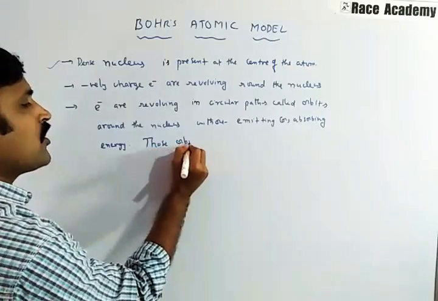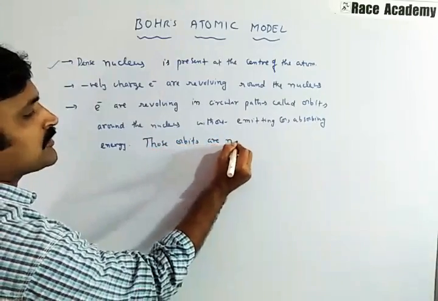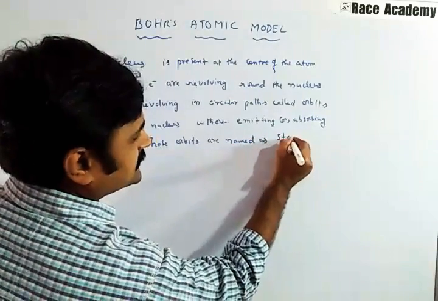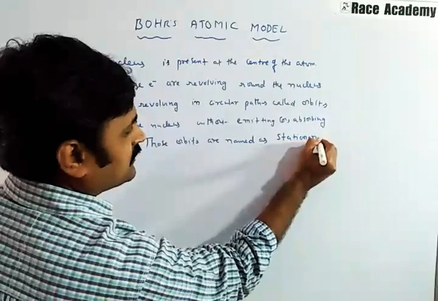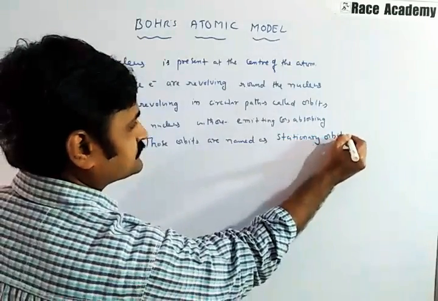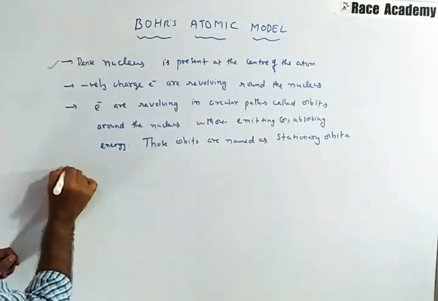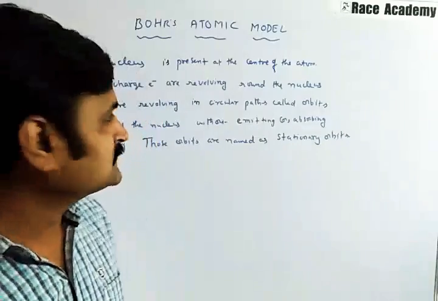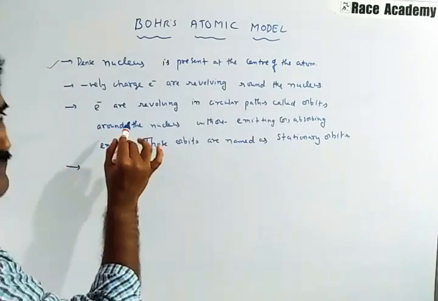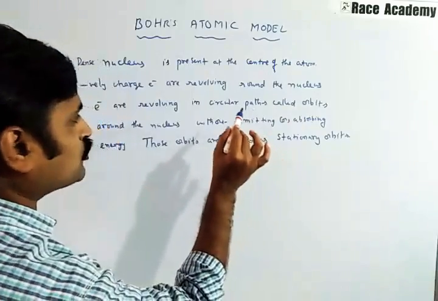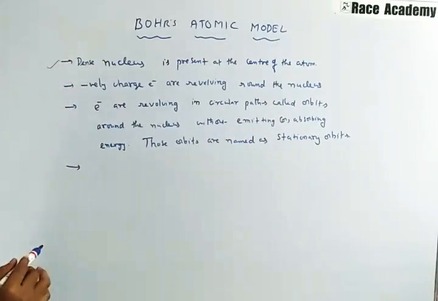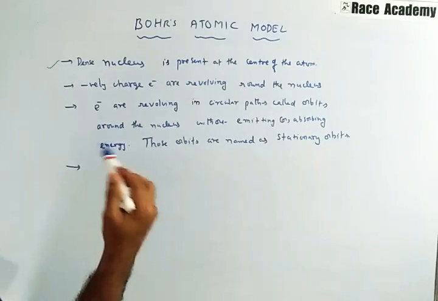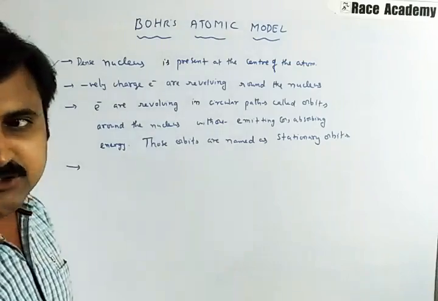Those orbits are named as stationary orbits. Stationary orbits, that is one important postulate which was discussed in Bohr's model of atom. And coming to the point, they told that it is not going to emit or absorb energy. Suppose the electron jumps from one orbit to another orbit, what will happen, you can ask.